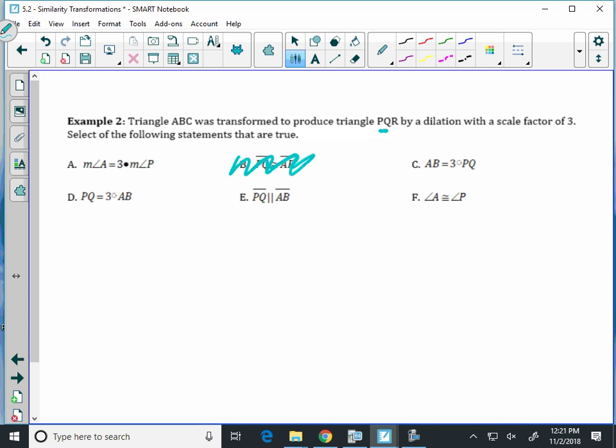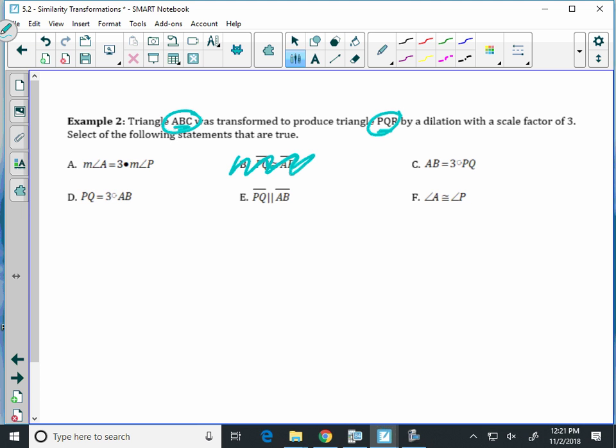PQ is not going to be the same size as side AB. PQ is bigger than AB because we multiplied AB by the scale factor of 3. We can scratch that one out. Okay? But what do we know about the size? What did we do to triangle ABC to get triangle PQR? What did we do to that triangle? When you do a dilation, what do you do with the figure and the scale factor? We made it bigger by doing what? What operation? We multiplied it by 3.